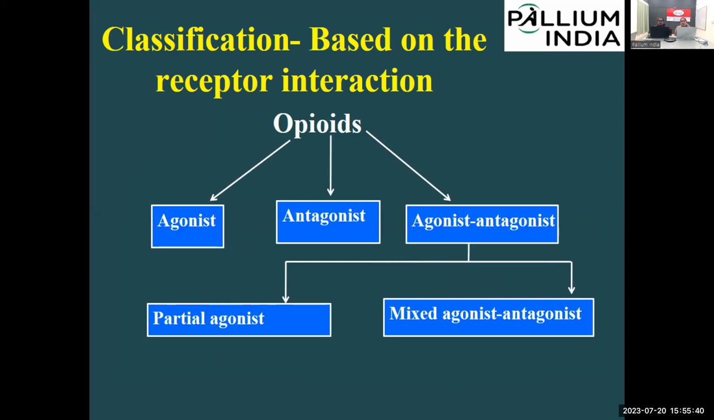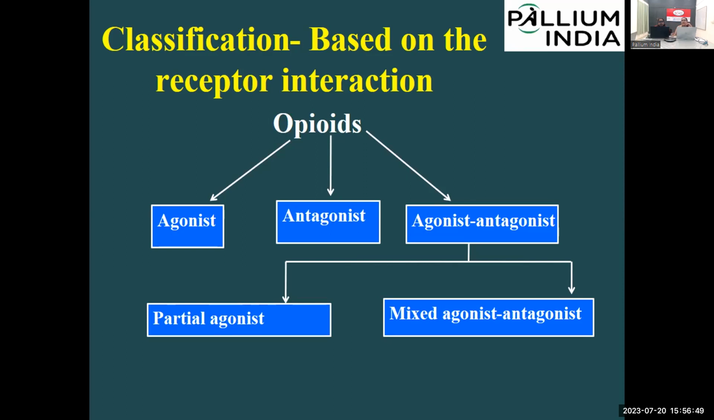Depending upon the receptor interaction, the opioids are classified as agonist, antagonist, and agonist-antagonist. A drug is an agonist when it acts on the receptors and produces its effect. A drug that, in the presence of an agonist drug, reverses the action of the agonist is called an antagonist. Morphine is an agonist drug, so it produces adequate pain relief. The antagonist of morphine is naloxone. When you add naloxone, it replaces the morphine from the receptor site and reverses the action of morphine. So the patient will have increased pain. That is the action of an antagonist.